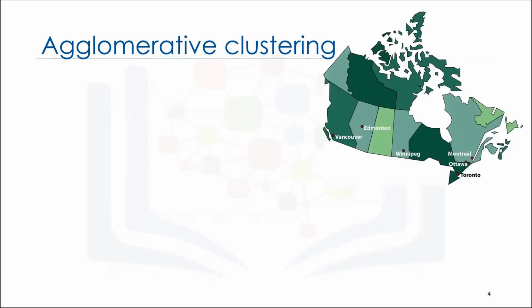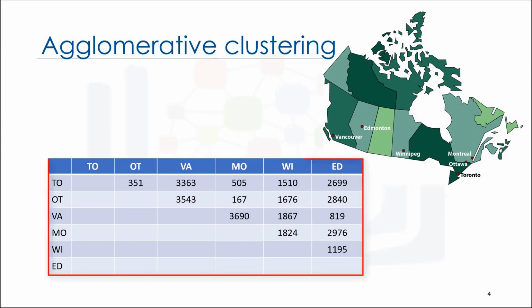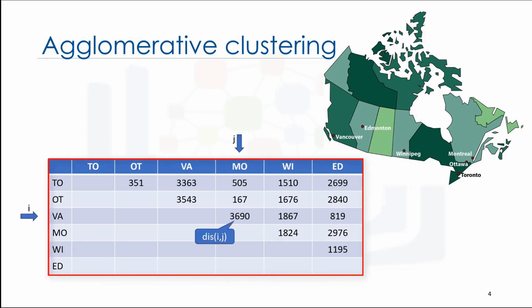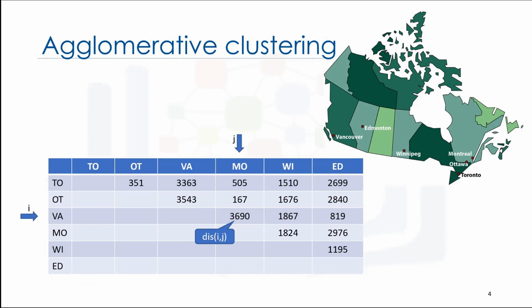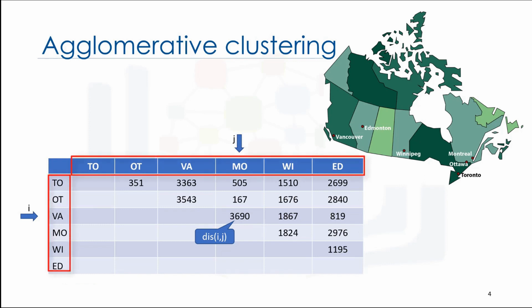Let's look at a sample of agglomerative clustering. This method builds the hierarchy from the individual elements by progressively merging clusters. In our example, let's say we want to cluster 6 cities in Canada based on their distances from one another. They are Toronto, Ottawa, Vancouver, Montreal, Winnipeg, and Edmonton. We construct a distance matrix at this stage, where the number in row I, column J, is the distance between the I and J cities. In fact, this table shows the distances between each pair of cities.